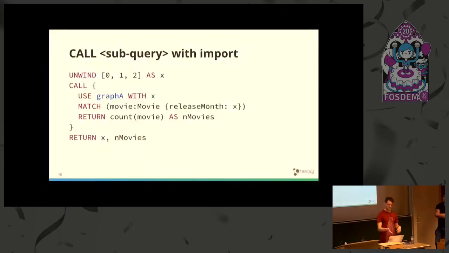We also have support for correlated subqueries, meaning that the subquery can access variables coming from the outer scope. We have opted for an explicit approach here, where you need to specify each variable that you want to access inside. That looks like this: WITH x imports the x from the outer scope.